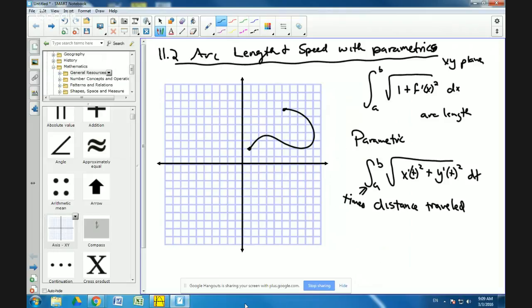So the nice thing here is distance traveled in parametrics is enough. We don't have to worry about absolute value, right? Because in the XY plane, we have to worry about if it comes backwards, that will be an absolute value, right? It's negative velocity. Here we don't have to worry about that. So there is an advantage of parametrics.